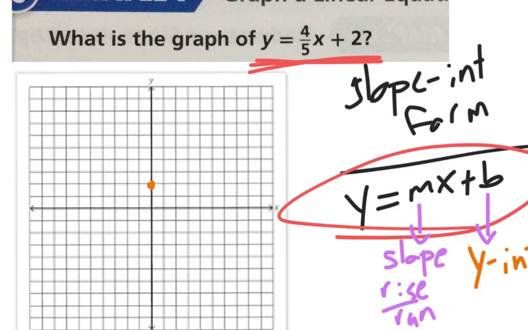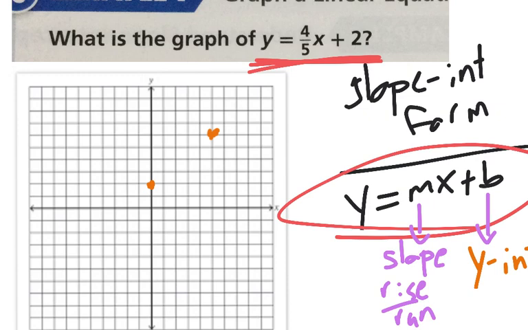Question so far? So when I graph this, start with a y-intercept. Go there. Then, once I know my start point, I can use the slope to find other points. So if the slope is 4/5, from here, I'm going to rise 4: 1, 2, 3, 4. I'm going to run 5: 1, 2, 3, 4, 5. And so right here, I put my next point.